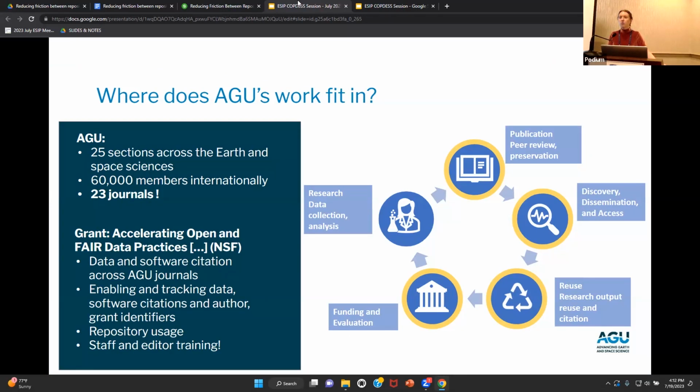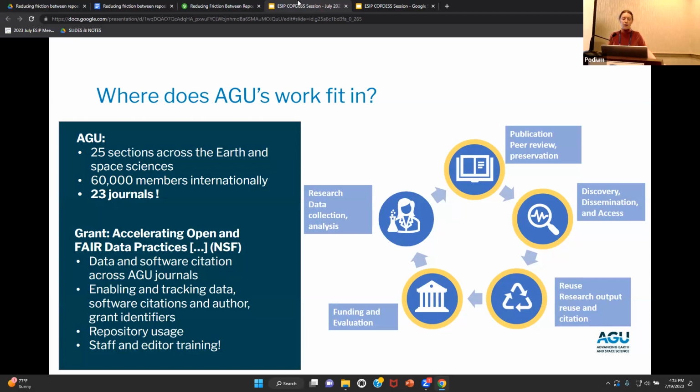The work AGU has been doing around data and software citation in conjunction with COPTIS has been going on for a long time and predates my time at AGU. The project I'm going to talk about today is called Accelerating Open and FAIR Data Practices. It was funded by the NSF and is a continuation of earlier work designed to help implement data and software citation across AGU journals, move us from having a policy to actually enforcing that policy, and giving guidance to our authors and to our editors on how to best share their data and software in AGU journals.